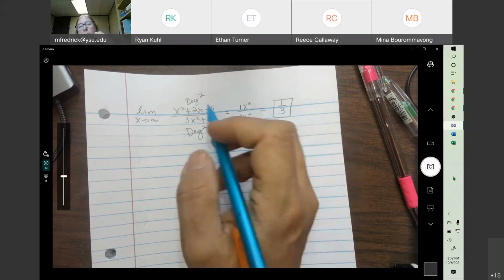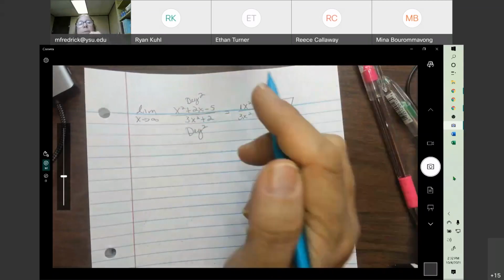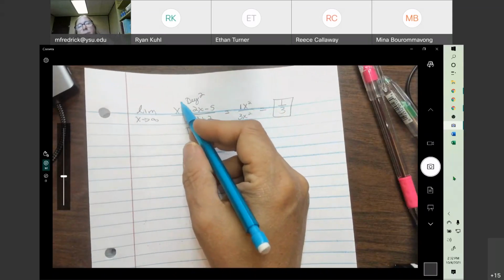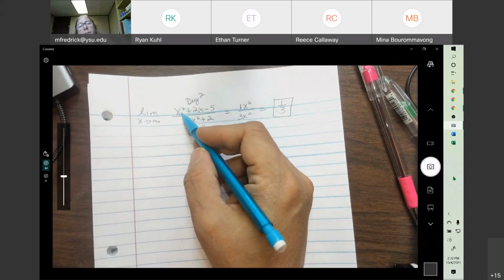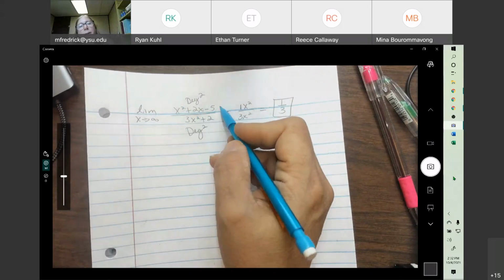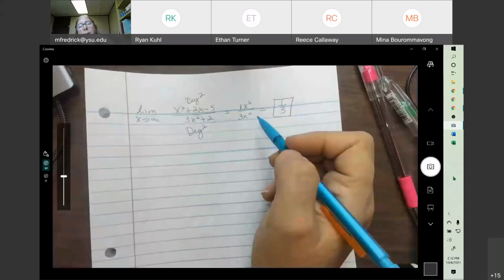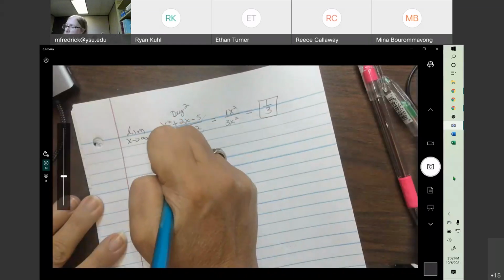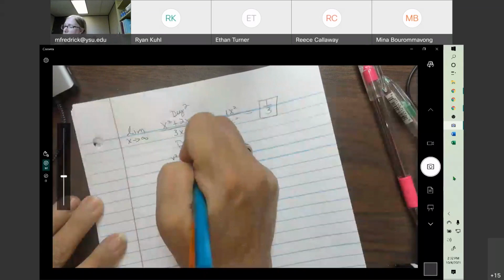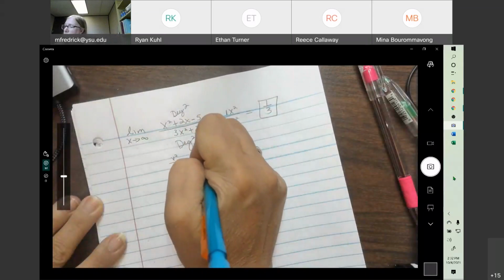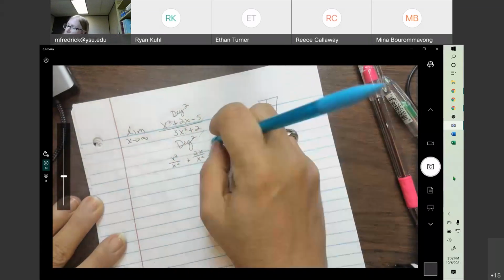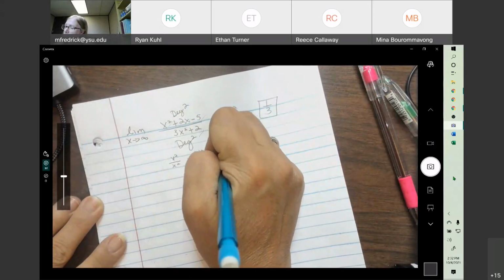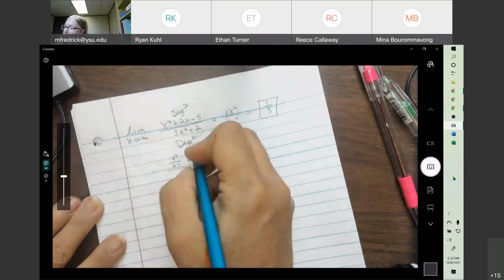Now your book's going to show you another way, and probably my labs. What they're going to do is take the largest variable with the largest exponent and divide everything by it. So x squared over x squared plus 2x over x squared minus 5 over x squared. And you have to do it for every single one.